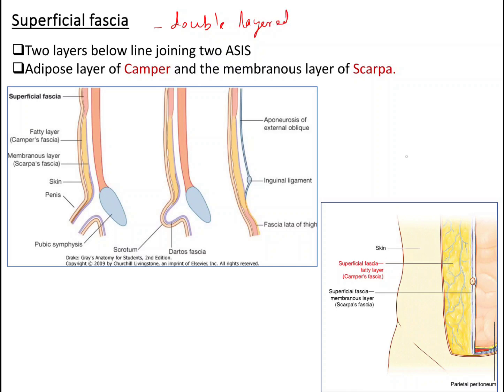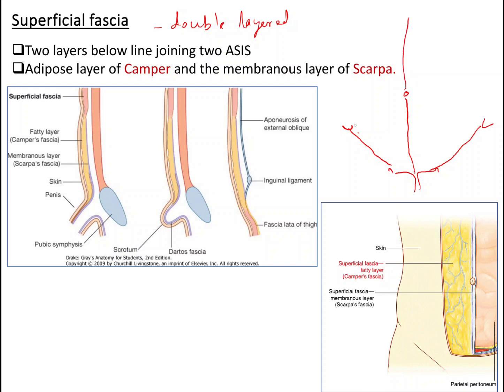The idea is, just look here. You can see this is the pubic symphysis, pubic tubercle. Here comes the anterior superior iliac spine, and this is the inguinal ligament, and this is the median plane. We have the umbilicus over here.